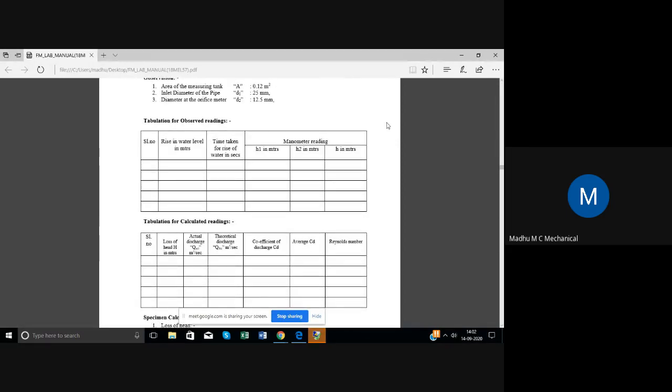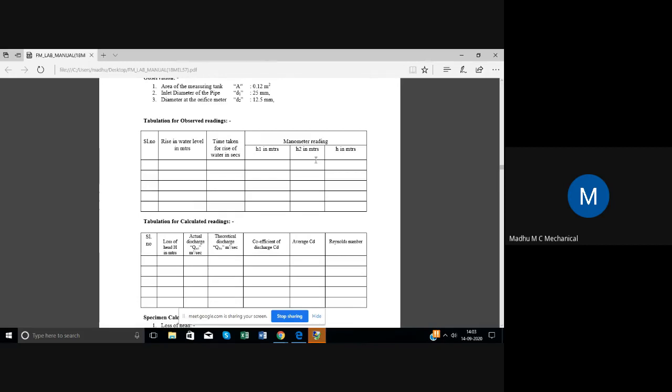Now you have to note down the tabular column. First, switch on the motor and allow the water to flow inside the water tank, and from the water tank let it rise and go through the pipe. Now serial number 1, rise in water level in meters. Allow the water level to rise in the tank for a rise of 10 centimeters. So 10 centimeters is how many meters? 0.1 meters. So take here 0.1 meters.